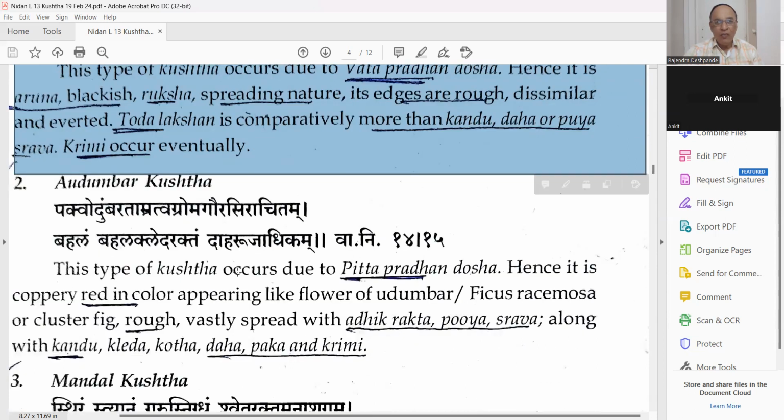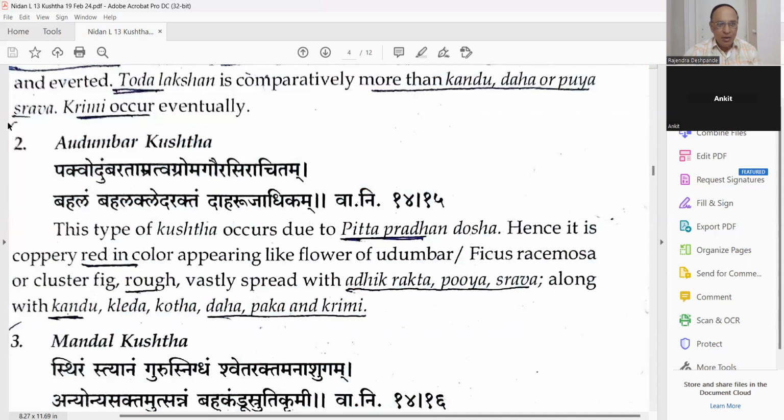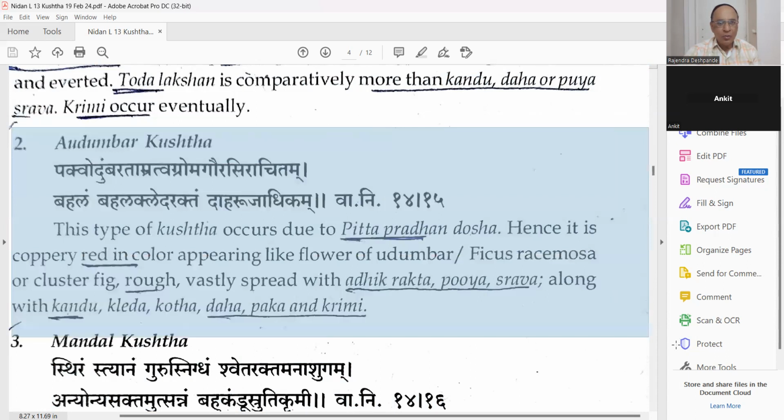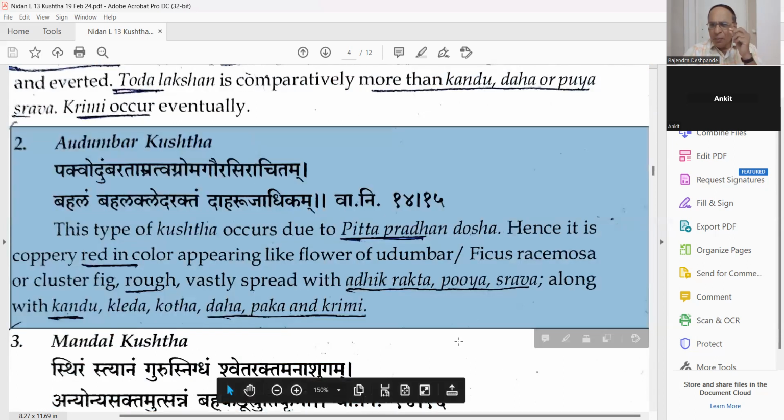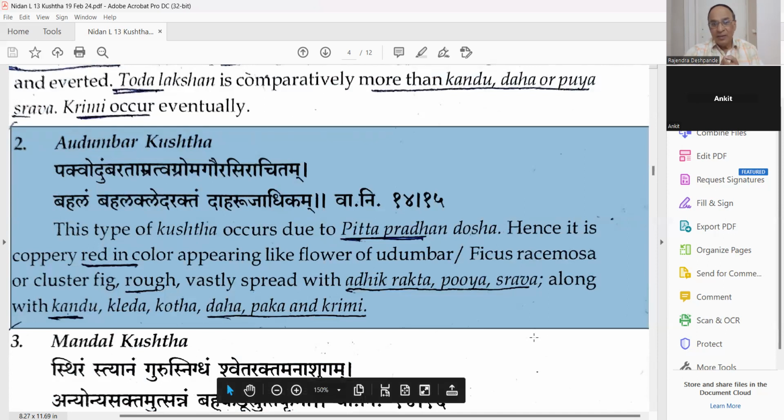Okay, now we will go to Audumbar, the second type of Mahakushtha. Please write down the name and the important doshas. We will see only important things. For example, Audumbar is Pitta, very important. Write down only capital P. First was V, this is P. Red in color. Then you can see Adhik Rakta Varna will be there. Then Puyastrav, pus will be there. Strav is a speciality of Pitta dosha.